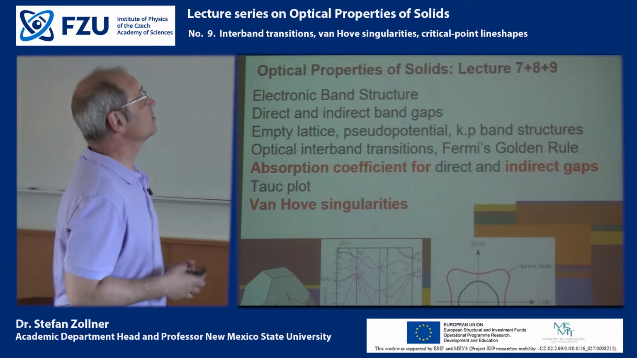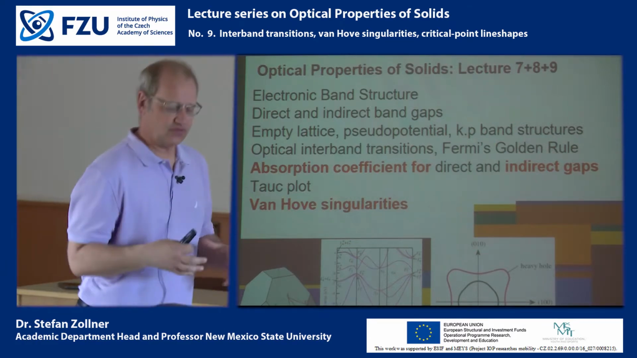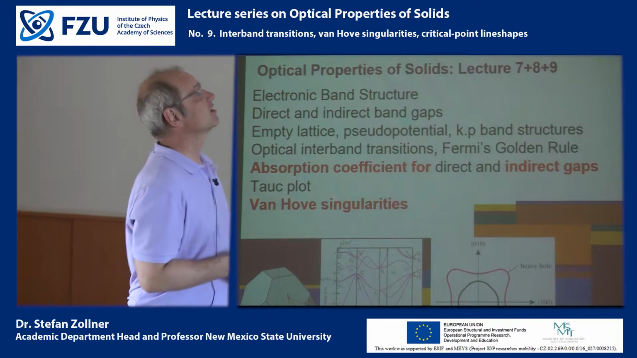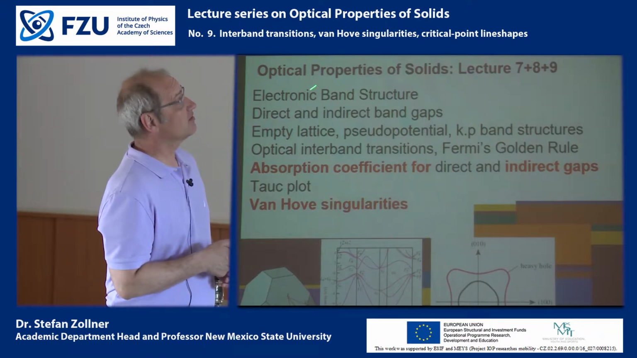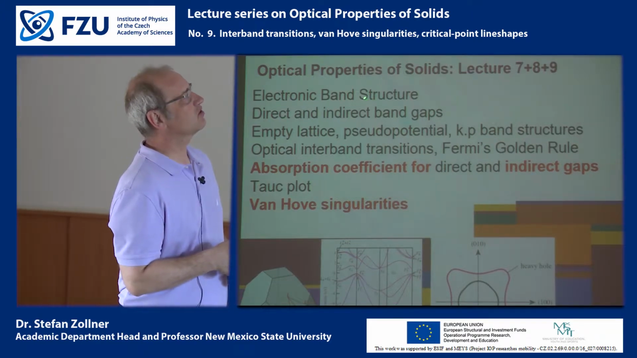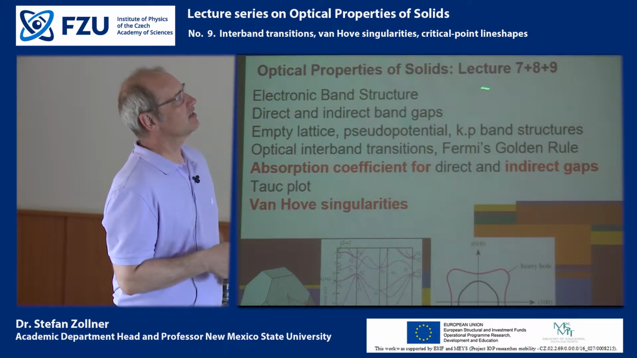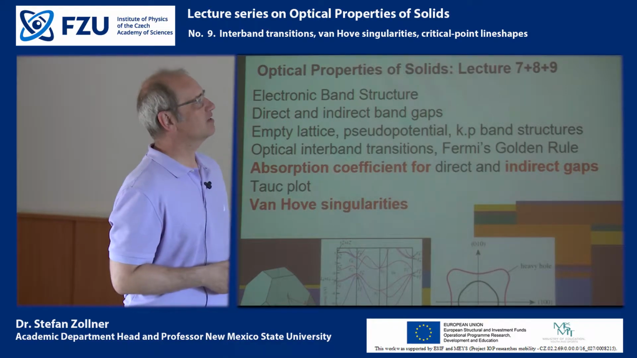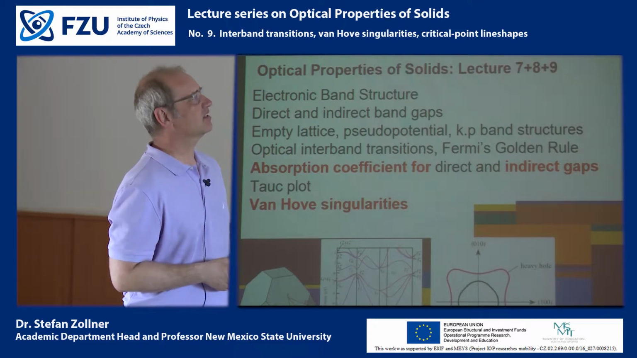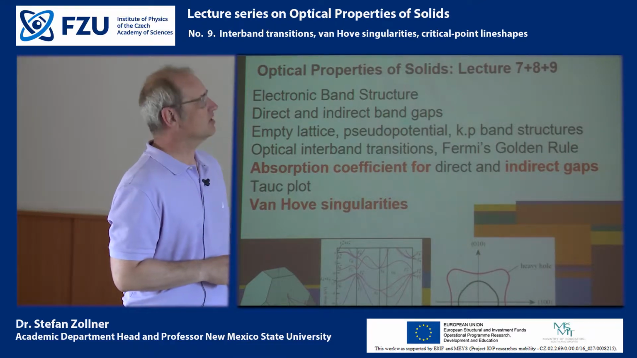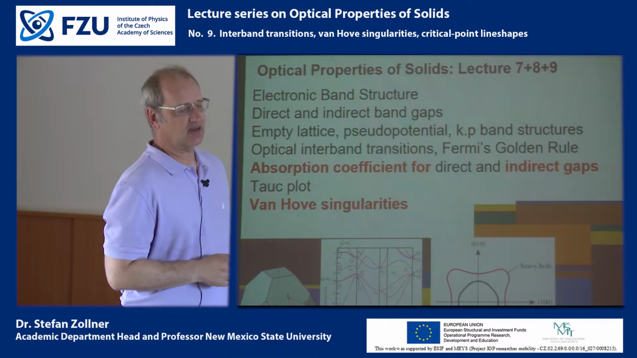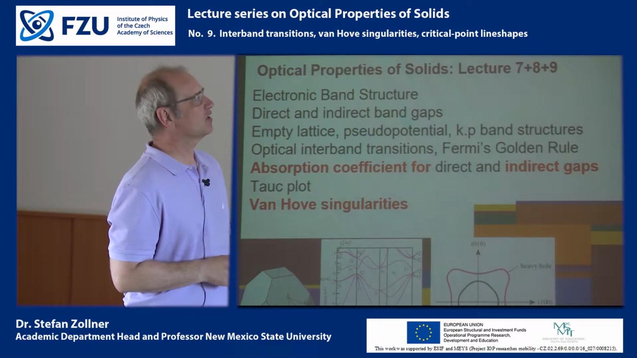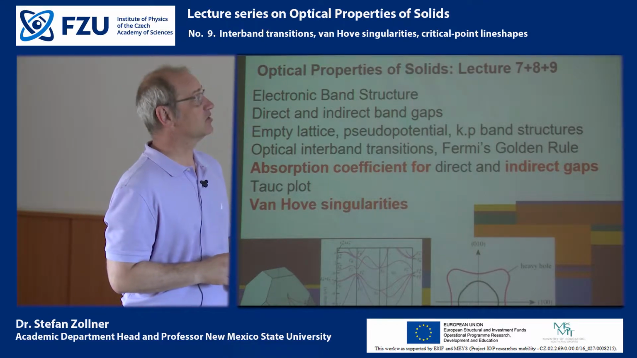This is the third lecture that forms a group together. In lecture 7, we talked about the electronic band structure, and then in lecture 8, we talked about direct band gaps. So obviously, what we do today is that we want to talk about indirect gaps. That's one topic. And the second topic is critical points and Van Hove singularities.